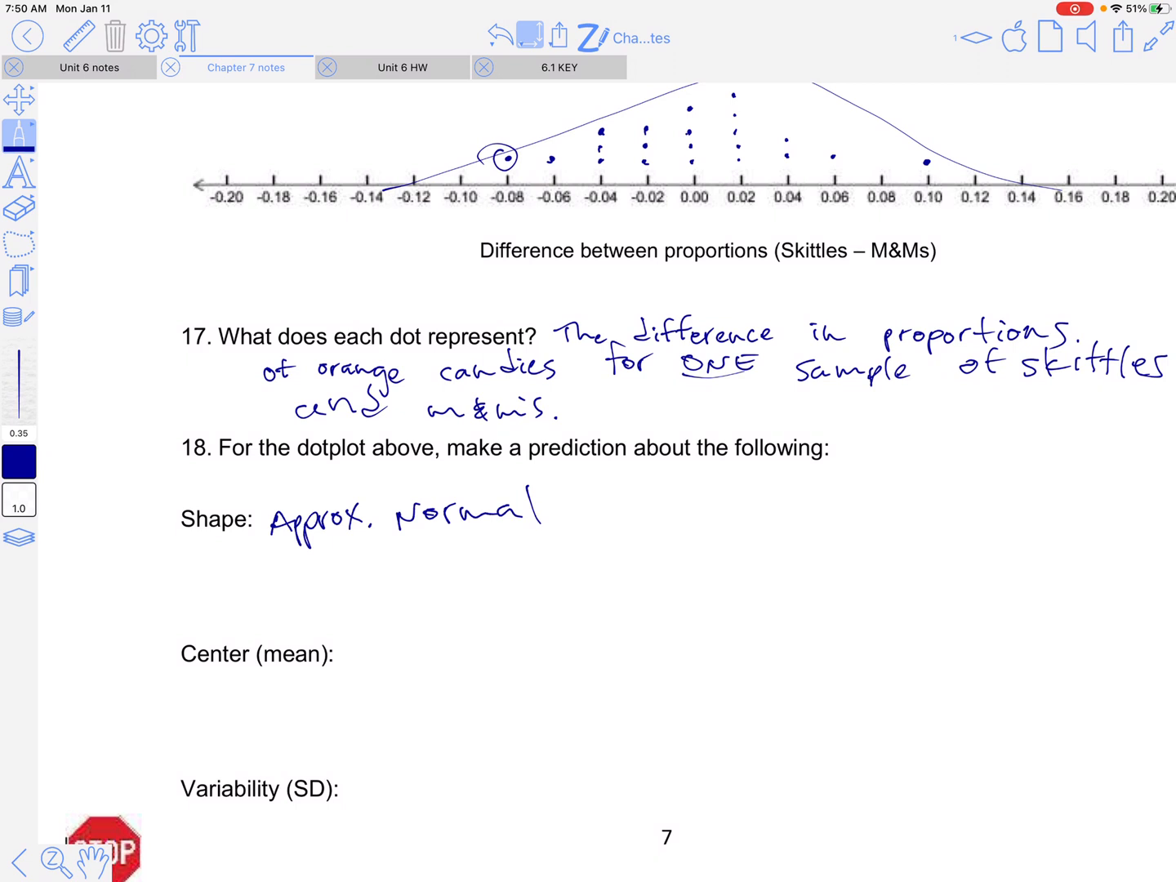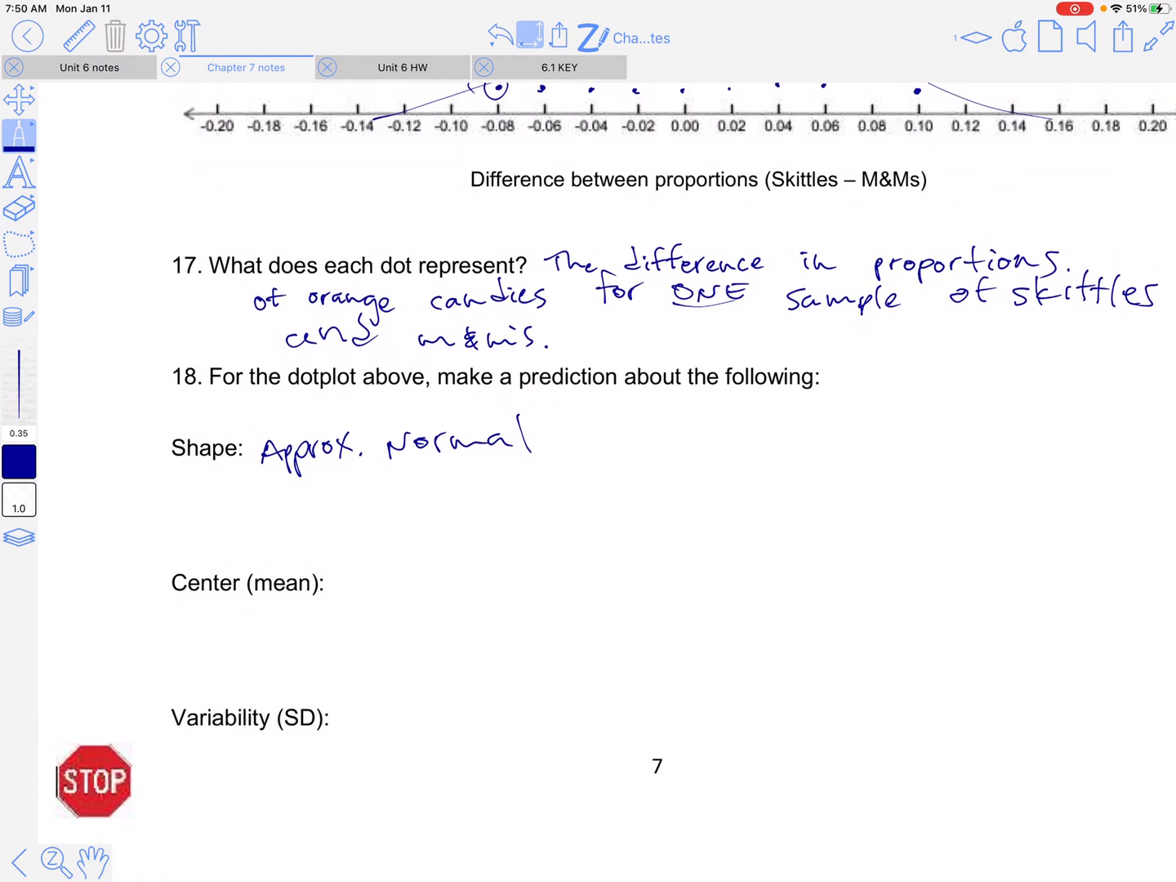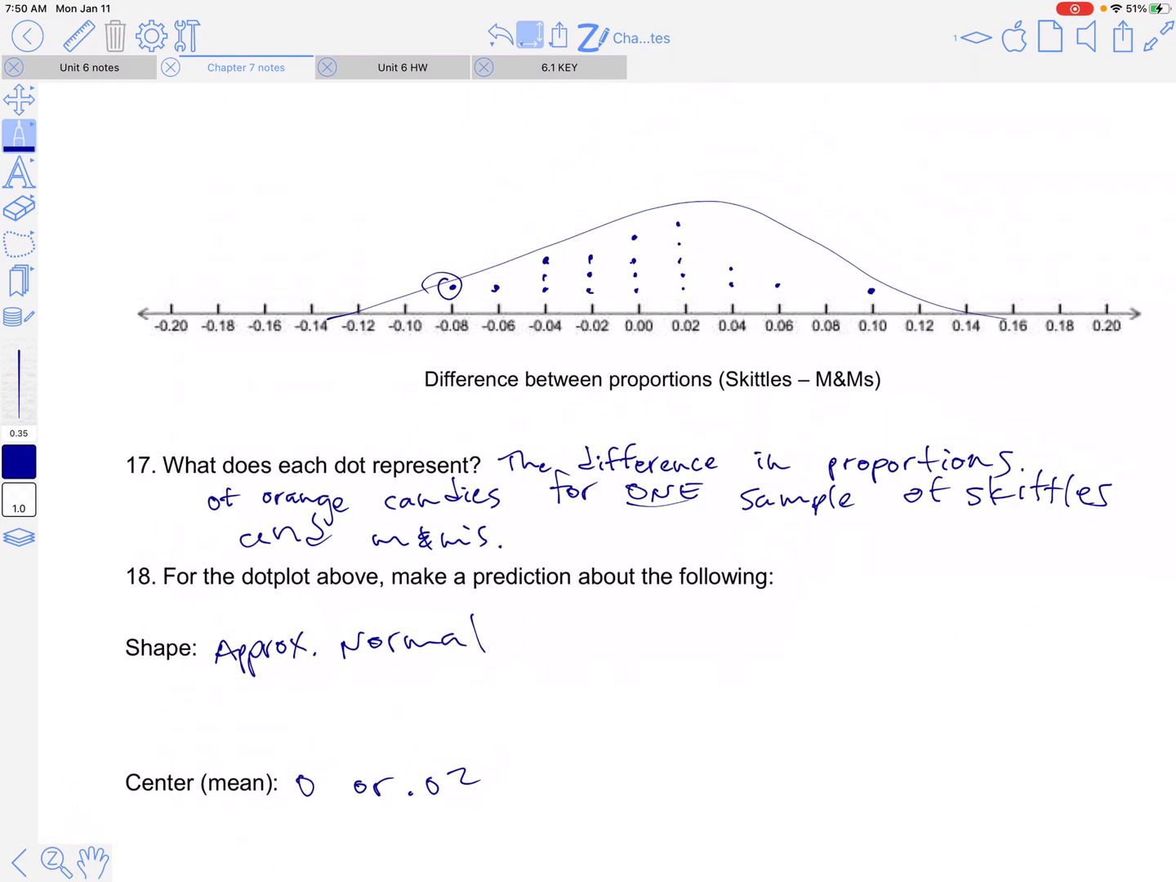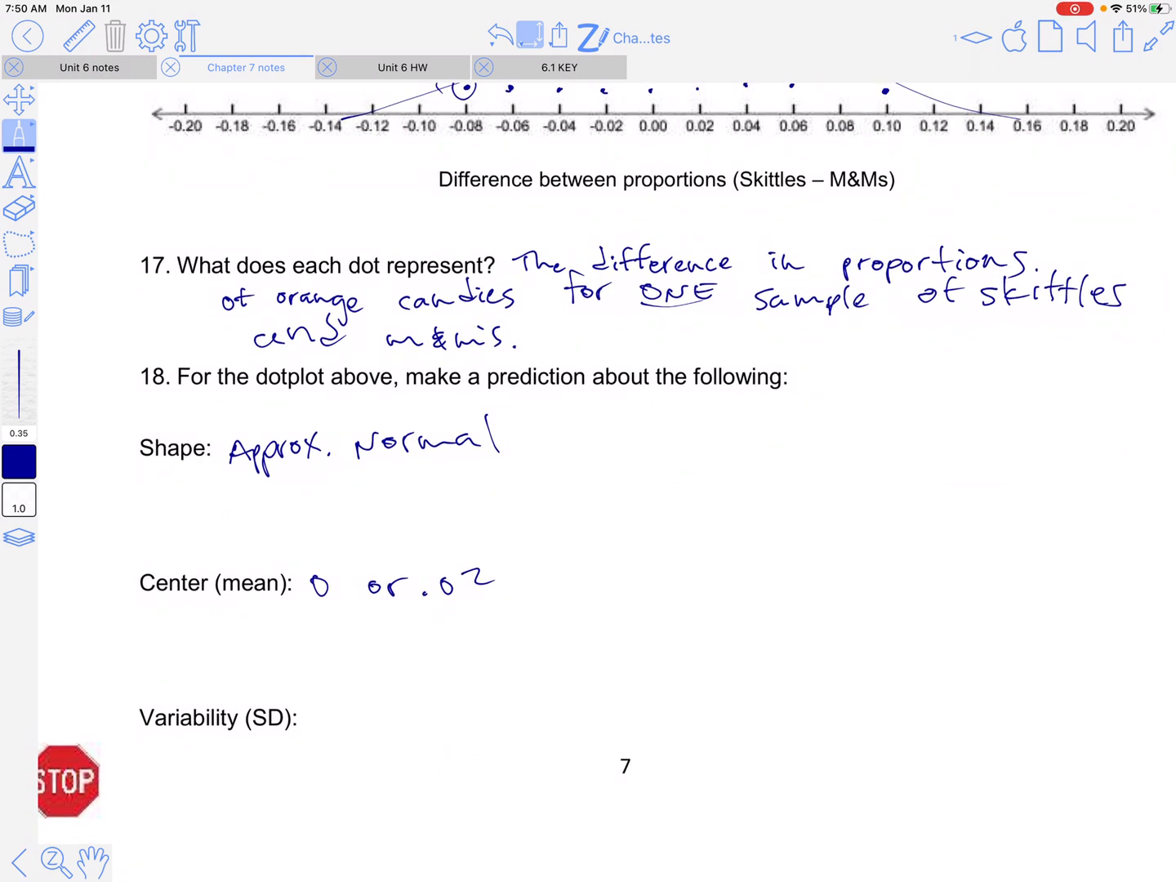We really don't have enough data to make a claim yet. All right, the center, I'd say it's between 0 or 0.02, if I had to take a guess. But again, if I really want to know, I could add all those up, divide by how many there were. I'll leave that to you if you'd like to.